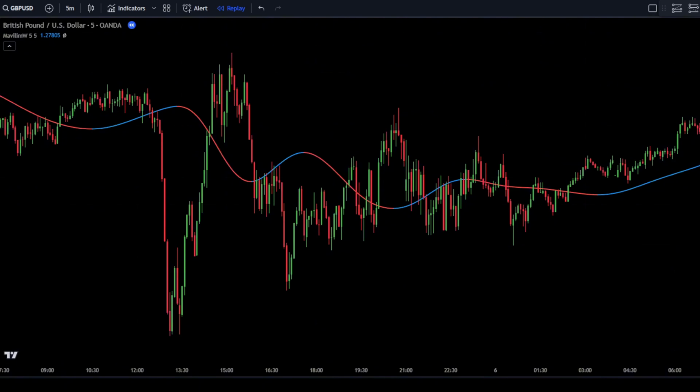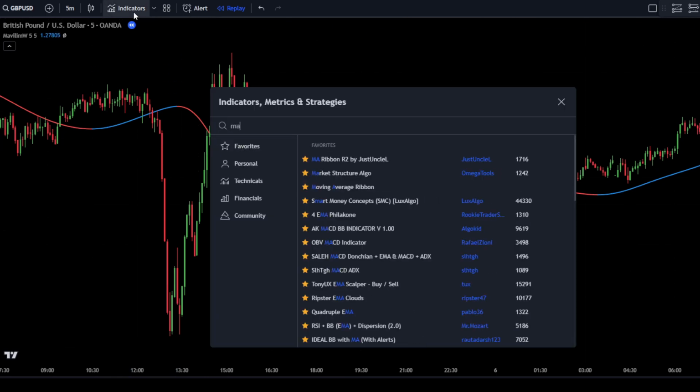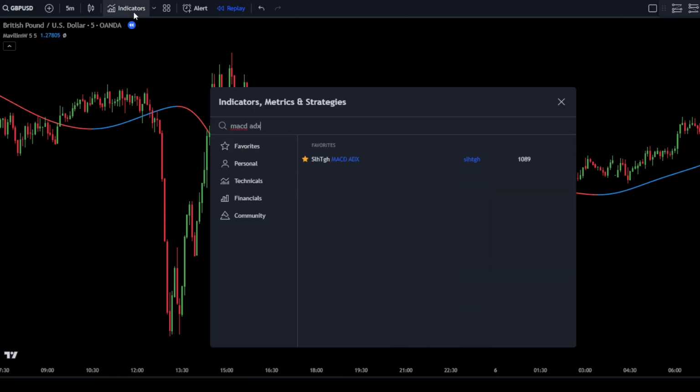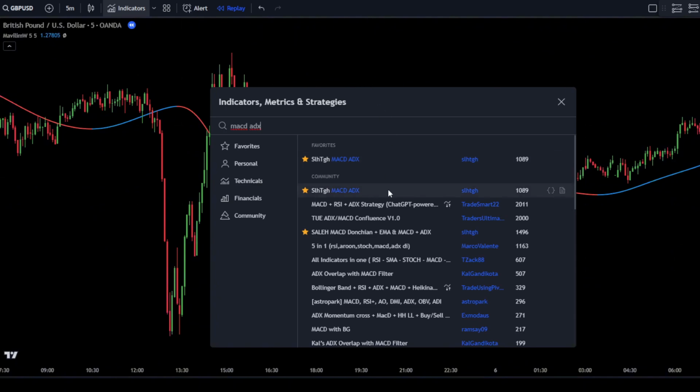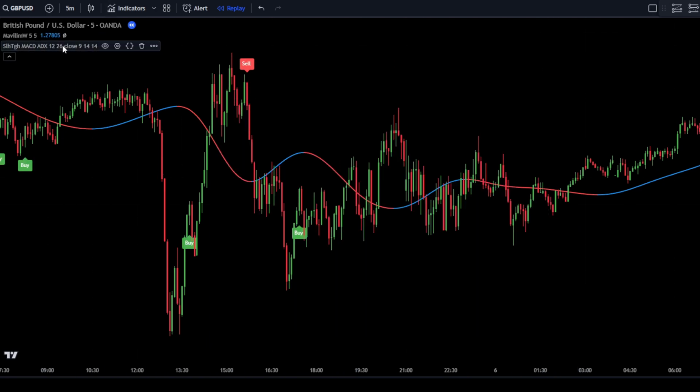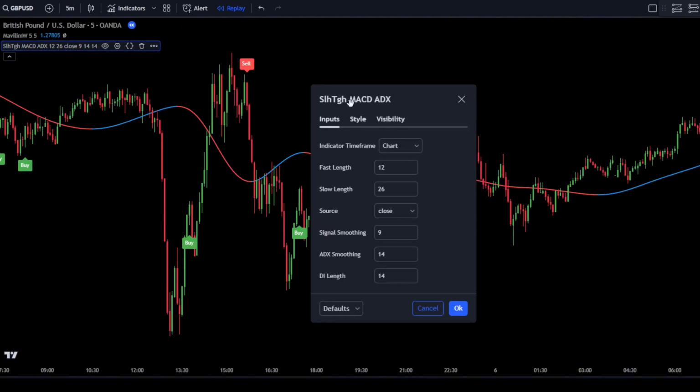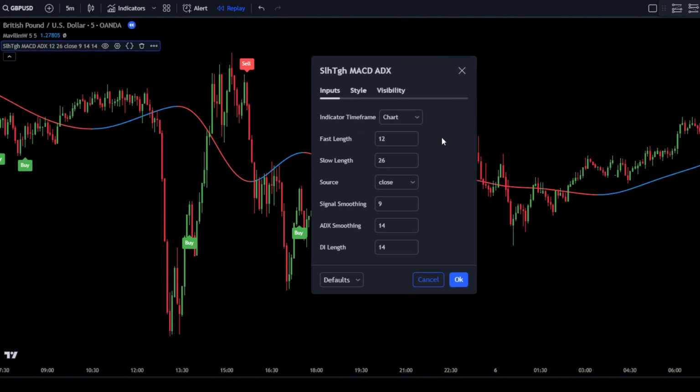Now, let's add the second indicator, which will be used as a guide for placing orders in the market. Go to the Indicator Search tab and then type in MACD ADX. Then, just select the MACD ADX indicator by this creator. After that, configure the MACD ADX indicator.